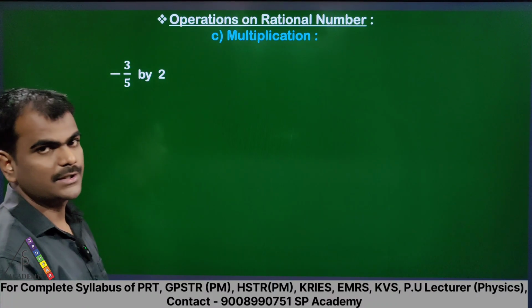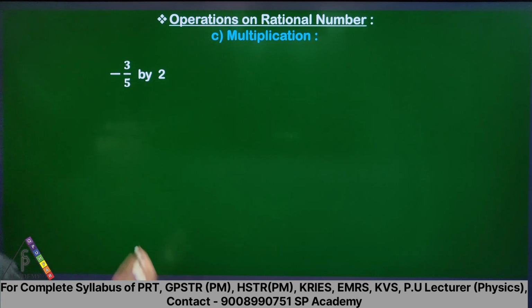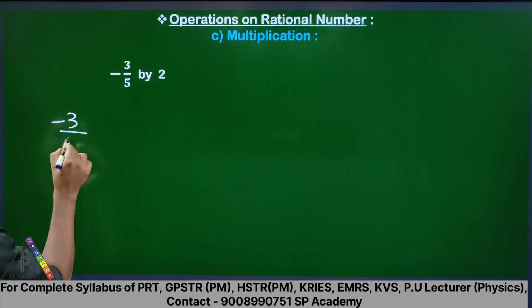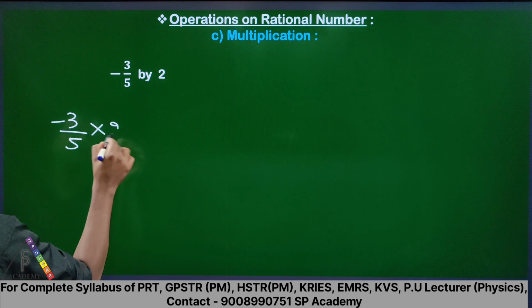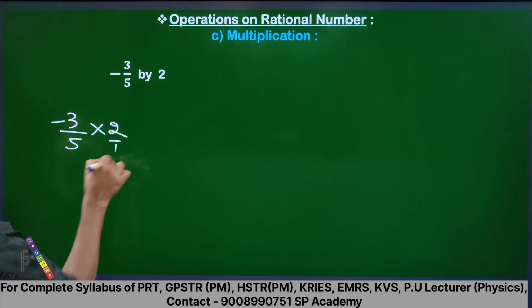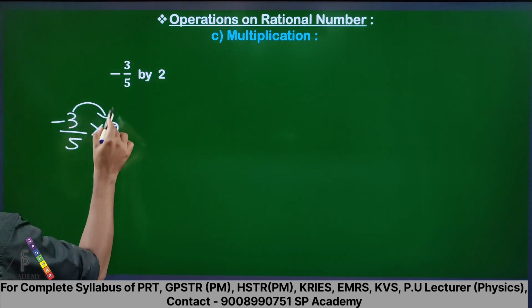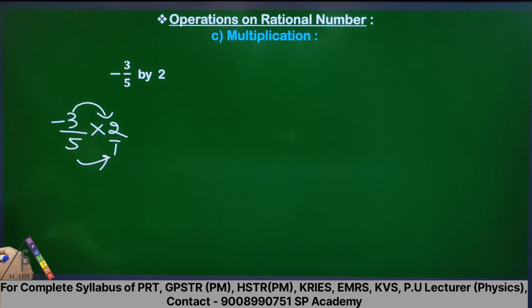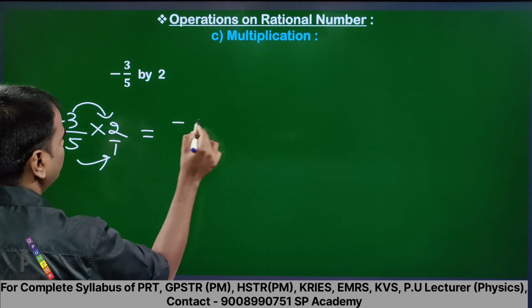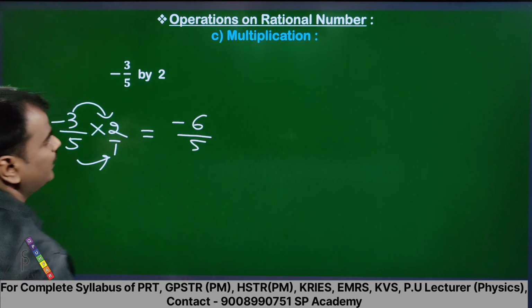Next we'll see the multiplication. Minus 3 by 5 multiplied by 2. Here there is no denominator for 2, which means it is 1. We'll multiply numerator with numerator and denominator with denominator. Therefore minus 6 by 5.